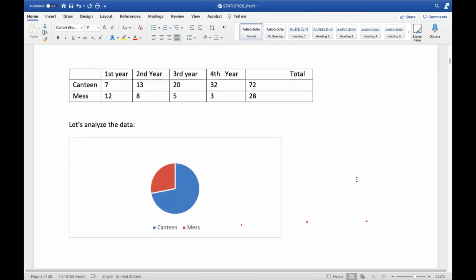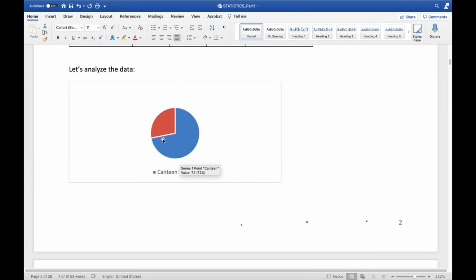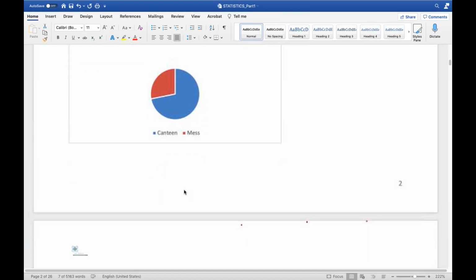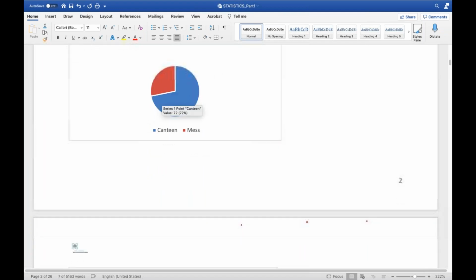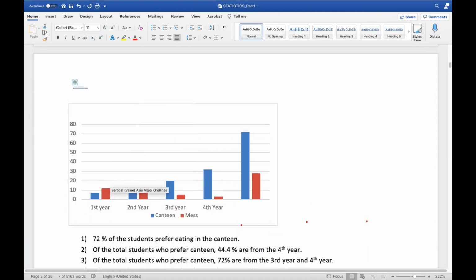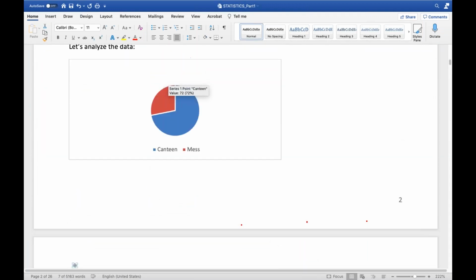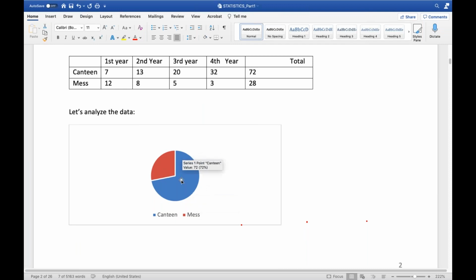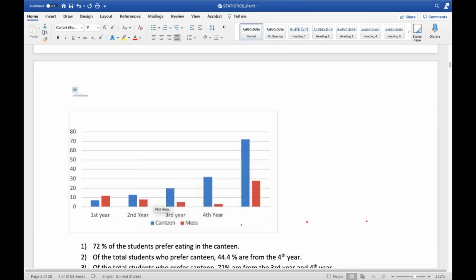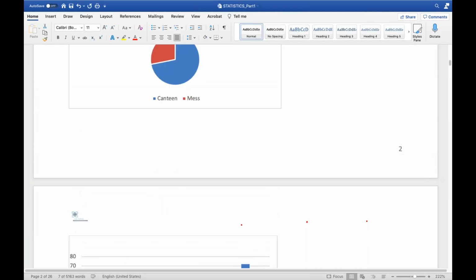See, this blue color is the canteen, and this maroon color, the red, is the mess, right? So this is a pie chart actually. This is one kind of visualization. And this is the bar graph. This is overall, people visiting the canteen or the mess. This is year-wise. This is the bar chart actually. Normally we call it a bar chart; the previous one is a pie chart.